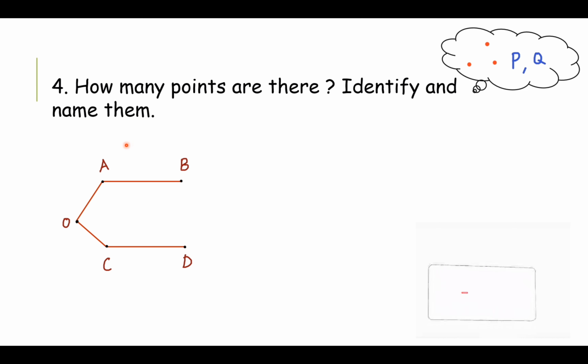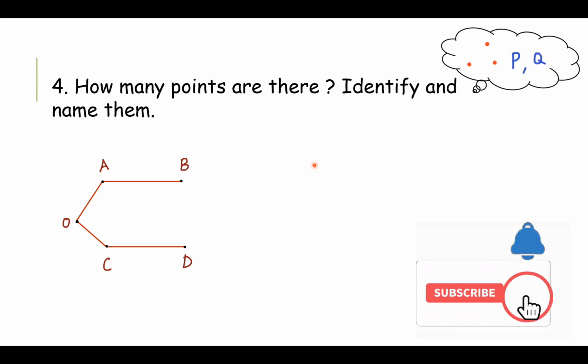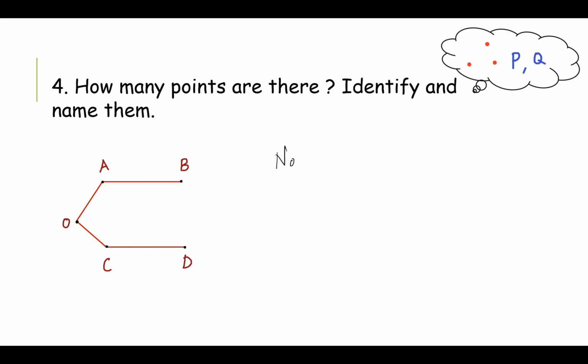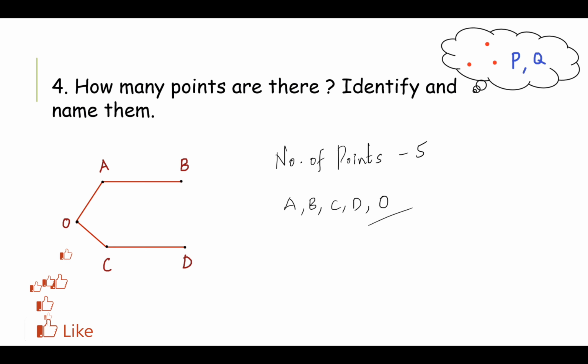I have identified all the points. And how do you name them? Number of points is equal to 5. And you have to name them. You can name them simply A, B, C, D and O. We have to denote points with capital letters.